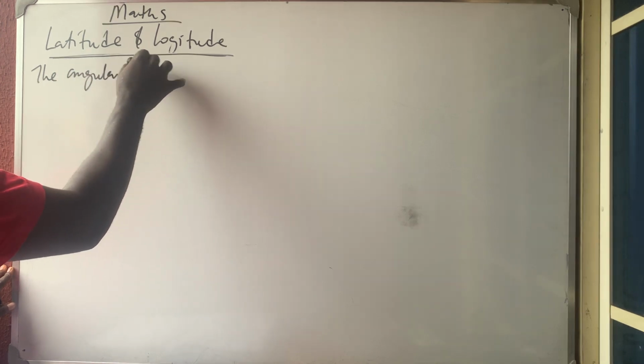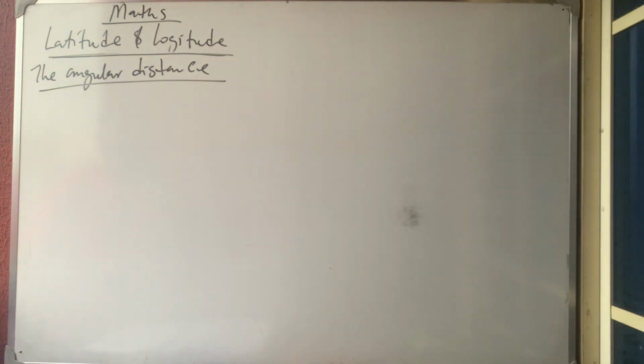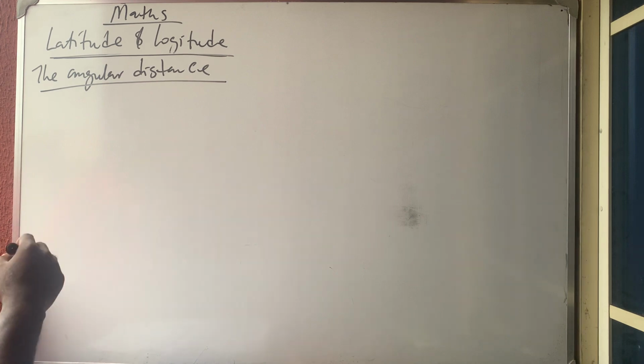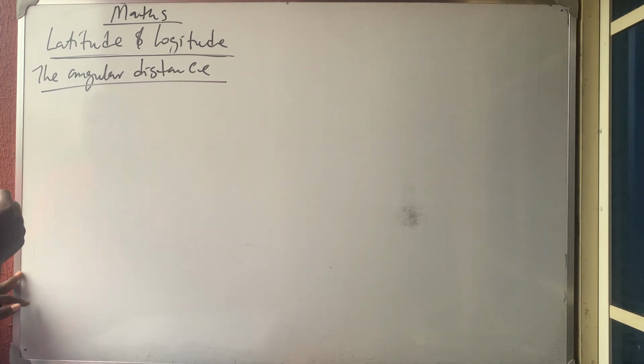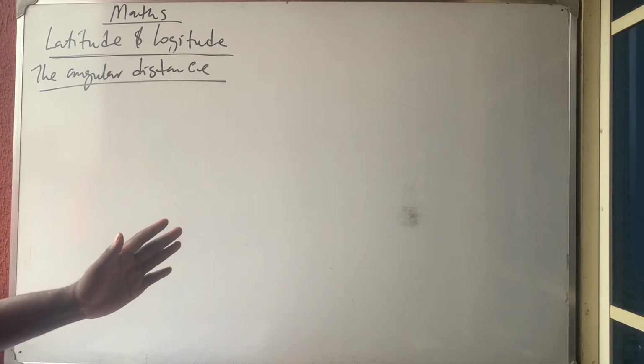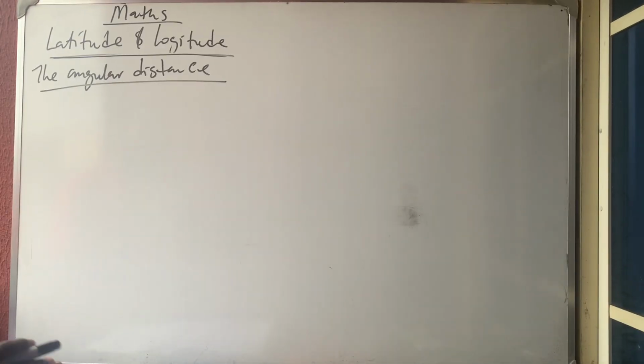The angular distance. Now, for the angular distance, one thing you need to know is how to find your theta. How do we do that? The only thing you need to note here is that if they are on the same side, you subtract. But if they are not on the same side, you add. Very simple.